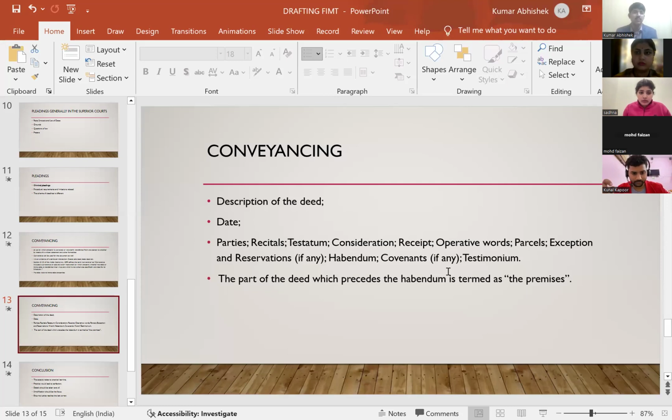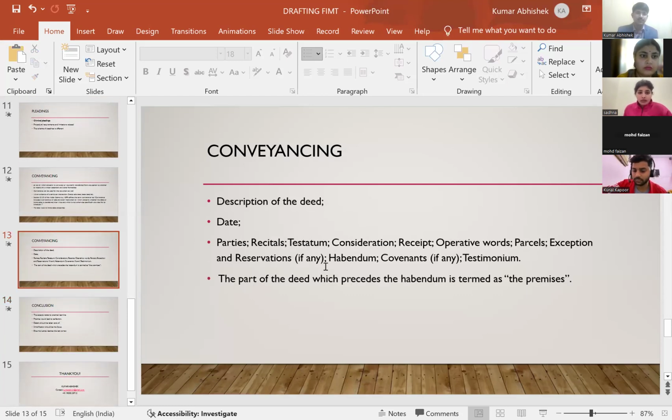Then finally, the testimonium part. So testimony comes, and the witnesses. We have already stated that in the witness of so and so it is being executed, and finally you write that these are the witnesses, and the witnesses sign there and the parties also sign there.